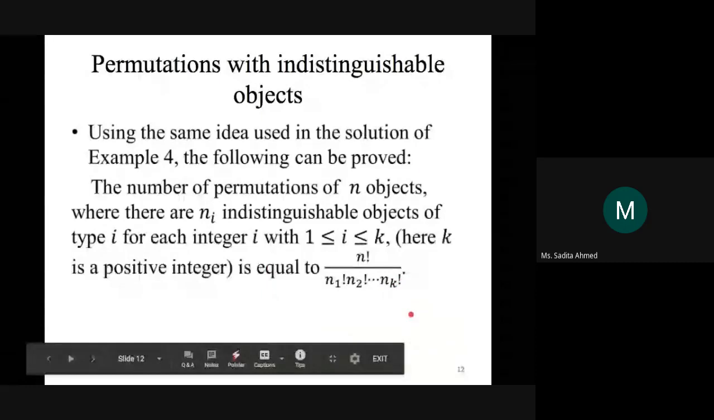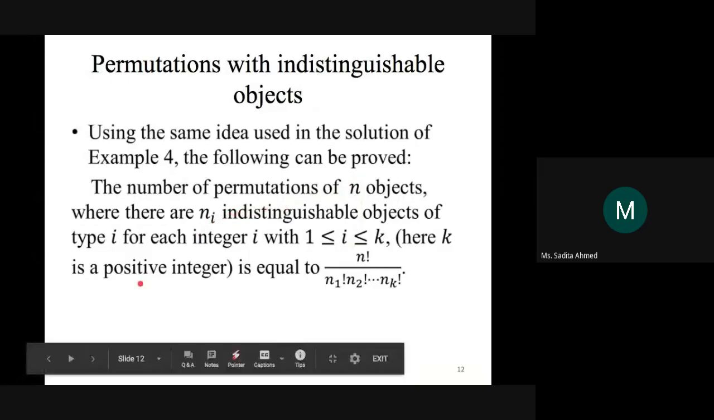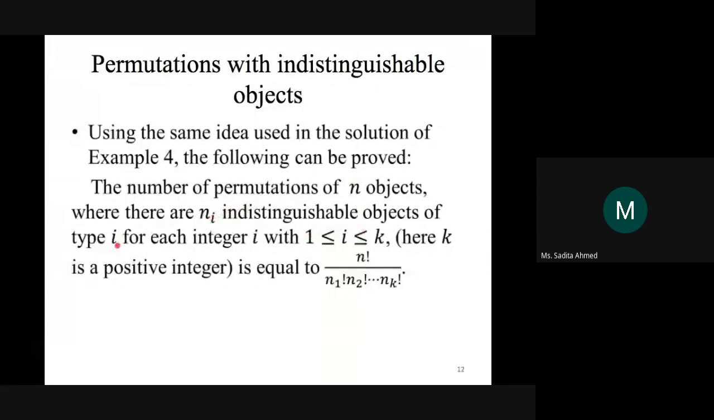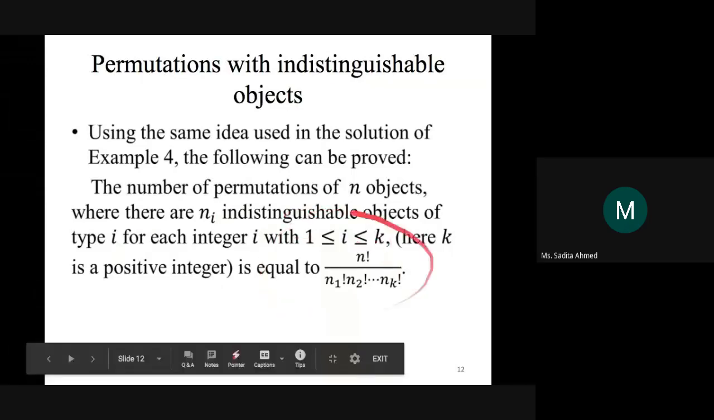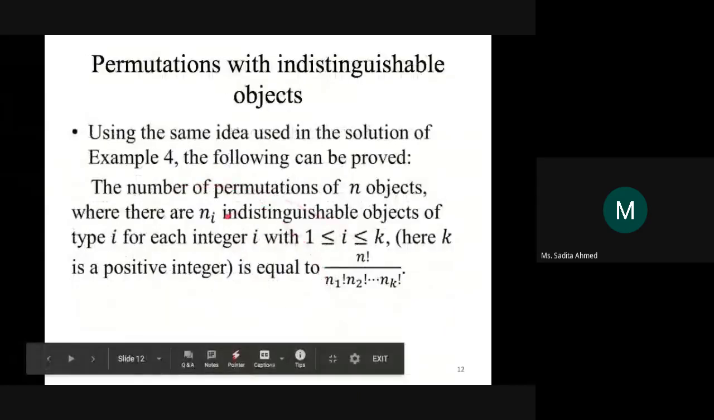Whenever you have to count the total number of permutations of n objects where there are, let's say, ni indistinguishable objects of type 1 to type I, where I is within this range. That is n1 indistinguishable objects of type 1, n2 indistinguishable objects of type 2, n3 indistinguishable objects of type 3, n4 of type 4, and so on until nk indistinguishable objects of type k. In that case, you can follow this format. Okay, and this problem also fits under this definition as well.